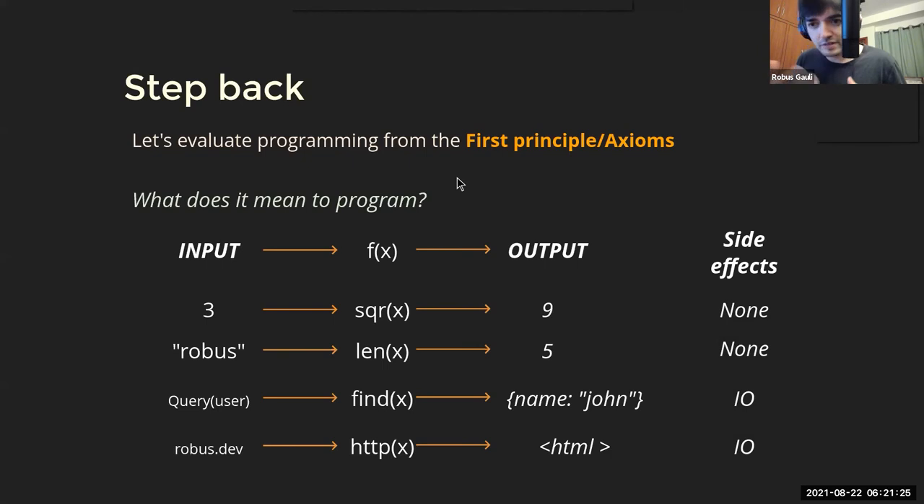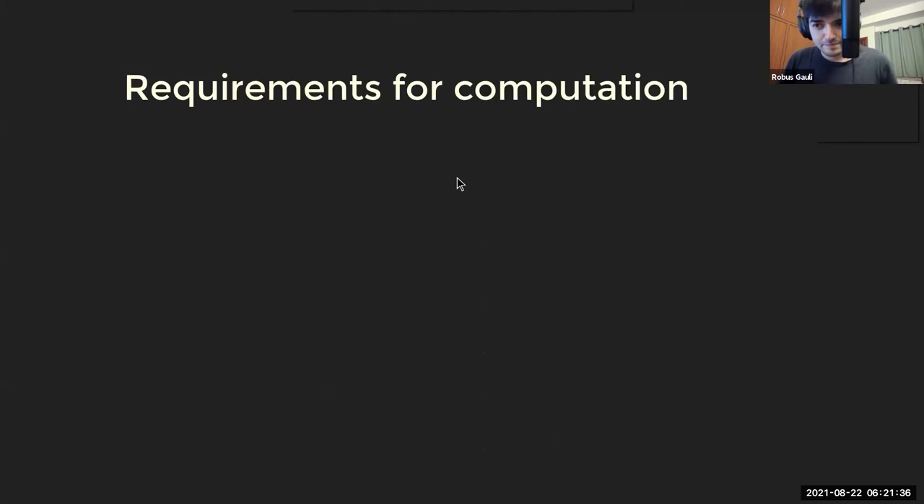So in programming, in general, there's a function, a transformation of an input to an output, and sometimes it has side effects and sometimes it does not. So that's one thing. Programming is all about input to output. That's what we know. But what's the requirement for computation? What are the actual requirements here?